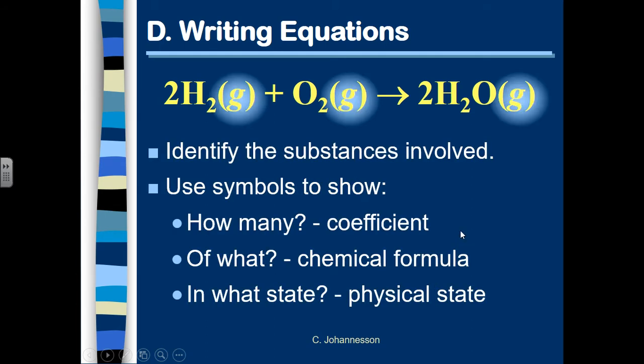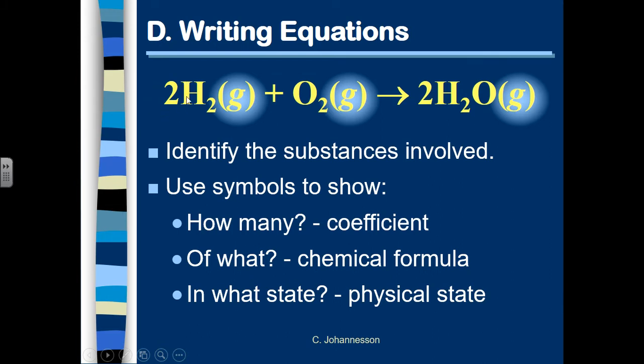Also, notes that you will definitely need are these. Whenever you're writing equations, you're going to have to identify the substances involved. Okay. For instance, here we have hydrogen, we have oxygen, and we have water, H2O. This is hydrogen gas. That's what the G means, right? This is oxygen gas, and then this is water gas, which would be a vapor, correct? It's not liquid water, it's gas.